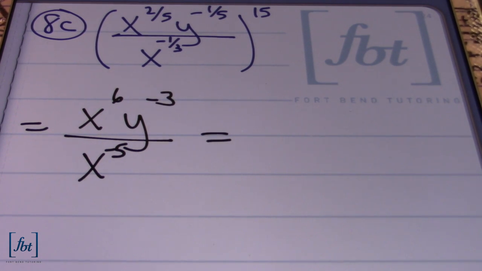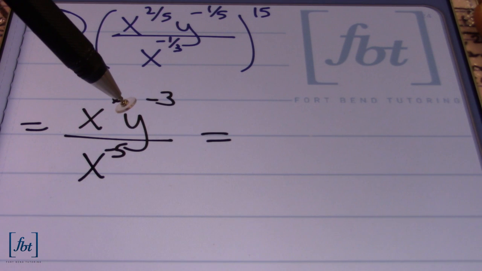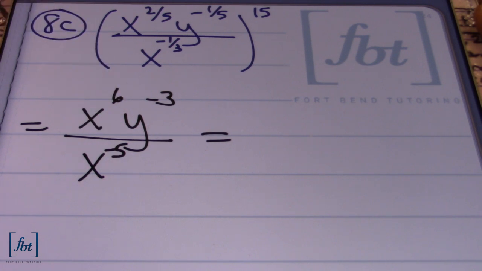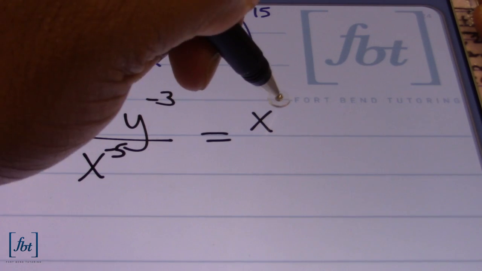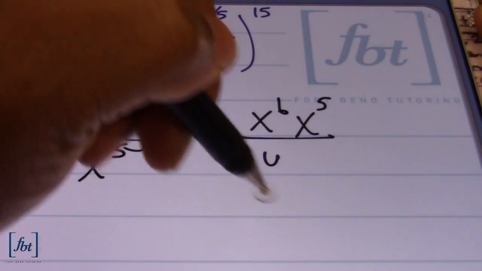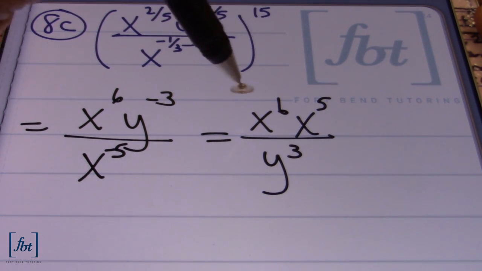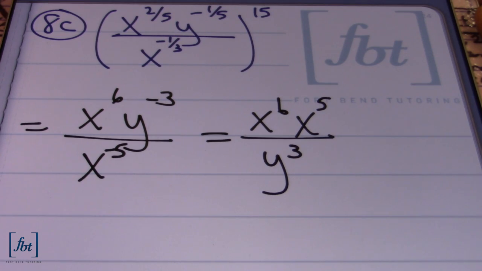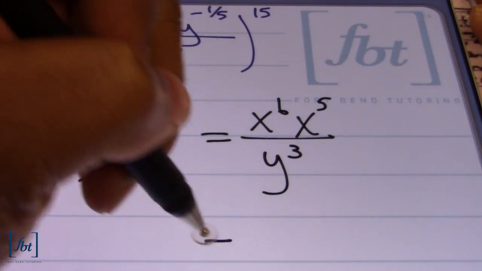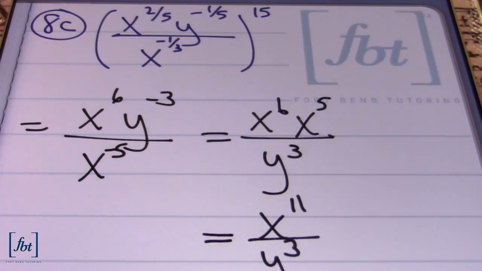Every base that has a negative exponent will be shifted to its opposite location in the fraction. So that means that this base of x in the denominator will come up. This base of y in the numerator is going to come down. All right, so we'll end up with x to the 6th power, x to the 5th power. See, shifting those bases will change the sign on the exponents. And because I'm multiplying like bases in the numerator here, I need to add those exponents. So we have x to the 11th power divided by y cubed, and this is the answer.